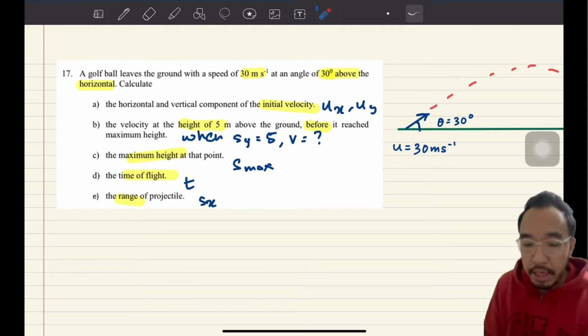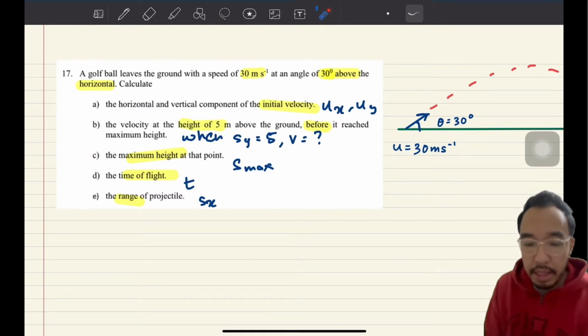Now the first question says find the horizontal and vertical components of the initial velocity. That means the question wants you to find ux and uy. And then the velocity at the height of 5 meters, we're going to discuss that later. Let's start with question A first.